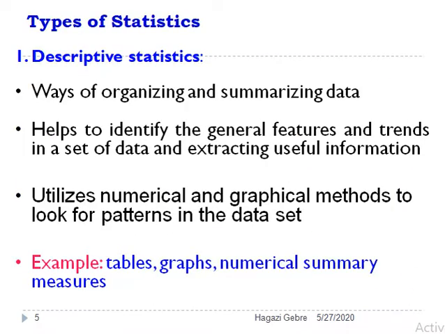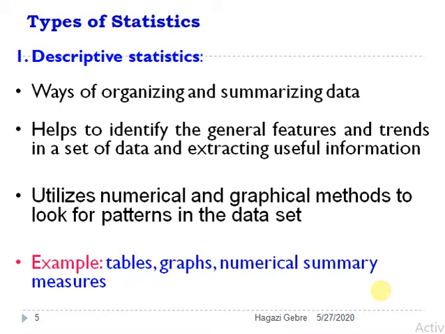So, the types of statistics: we have two broad categories, descriptive statistics and inferential statistics. When we conduct any research, we will have these two categories. Descriptive statistics includes organizing and summarizing the data, and it helps us to identify the general features and trends in a set of data and extract useful information from it, because we may also clean our data.